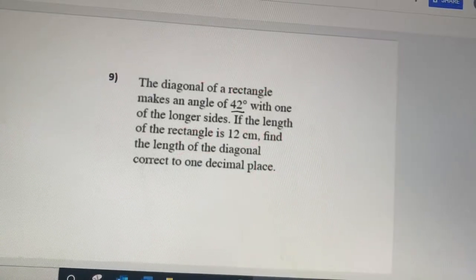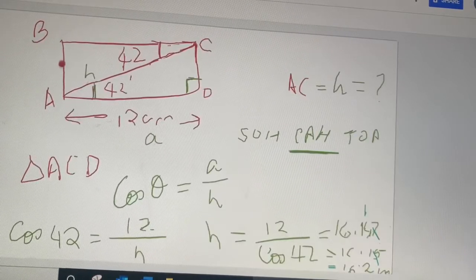Hello guys, here is a question which uses angle of elevation. The question is: the diagonal of a rectangle makes an angle of 40 degrees with one of the longer sides. If the length of the rectangle is 12 centimeters, find the length of the diagonal correct to one decimal place. So if we draw the rectangle, which is ABCD, the longer side is 12 centimeters and the diagonal, which is AC, makes an angle of 42 degrees with the longer side.